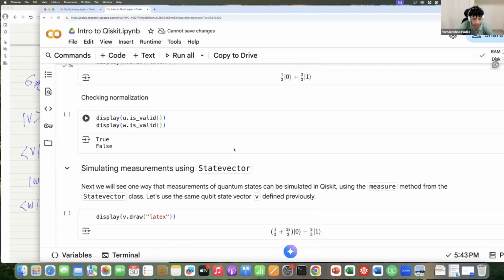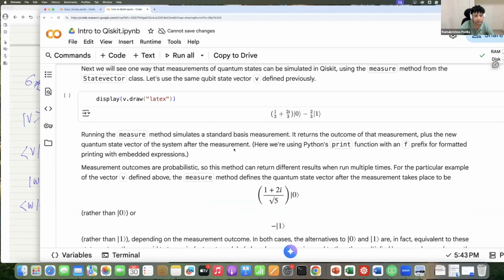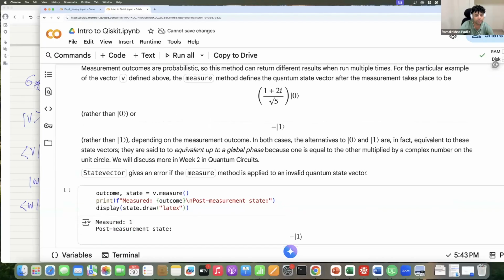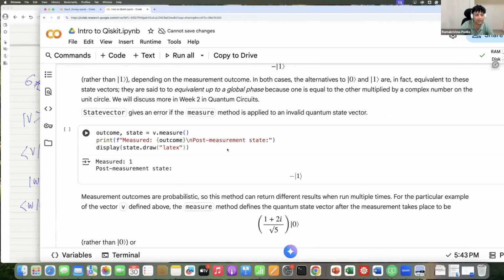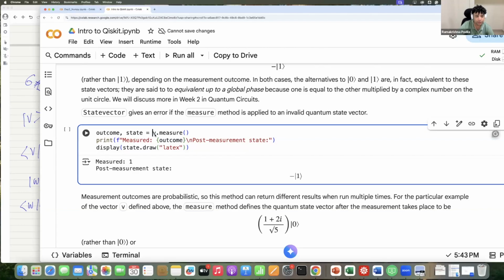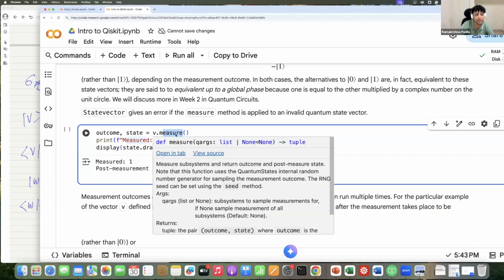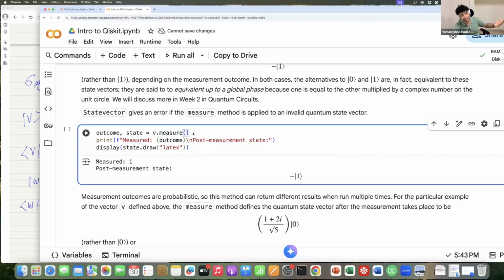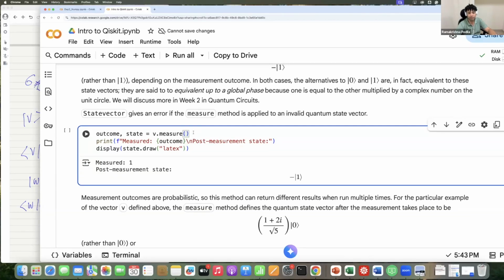Now comes the interesting part, right? Of measurements. So we can do the measurements. I define this V as a state vector, so I can use this V.measure, and it gives me the outcome and the state. When I say outcome, when I measure, it tells me what kind of a particle it is, for example if it is in psi1 or psi2, if it is in state 1, 0 or 0, 1. And then it gives me the state that is post measurement.